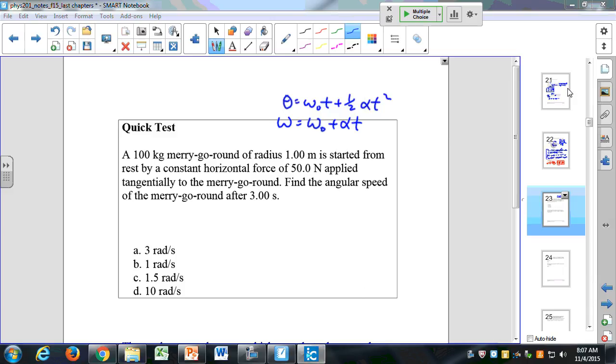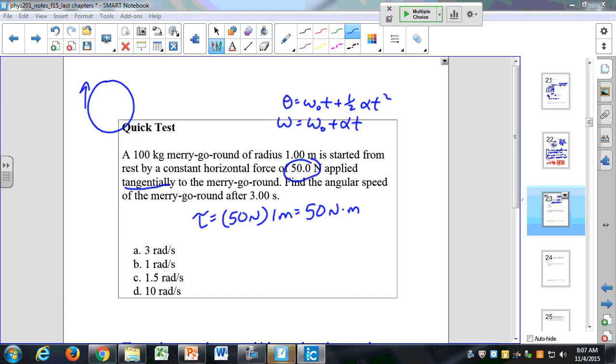So first I want to find my net torque. I have 50 newtons applied tangentially. That means that if I have this disc, it's applied at the edge of the disc, and it's also applied perpendicular to the moment arm, so it's 90 degrees between that and the moment arm. So my torque is the force times the radius, which is 1 meter, so it's 50 newton meters.